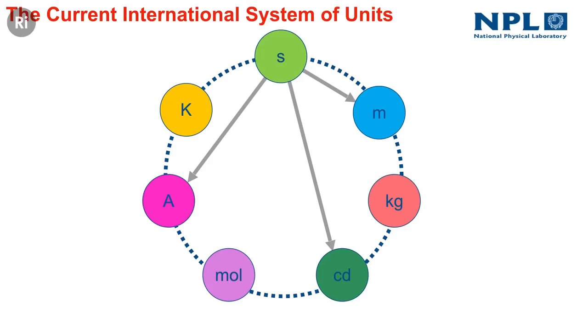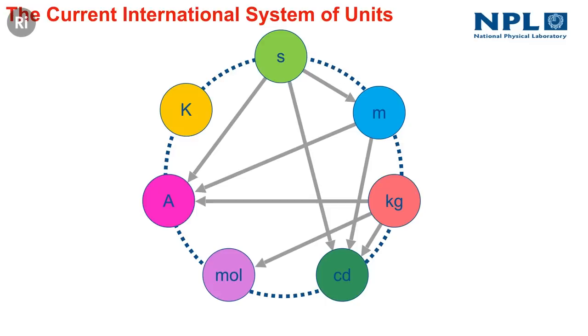And for some of these reasons, we're going to change the definitions of four of the SI units. It's going to happen in May 2019, and it's coming to you. Now, let me try and explain why. The definition of the second affects the definition of the meter, the candela, and the ampere. The definition of the meter affects the candela and the ampere, and the definition of the kilogram affects the mole and the ampere.